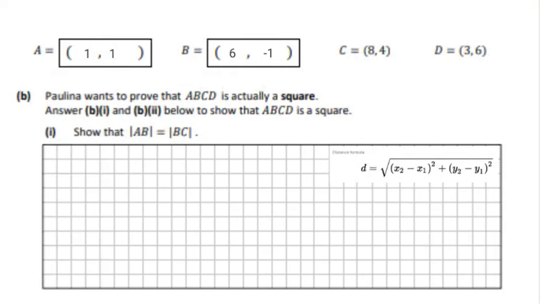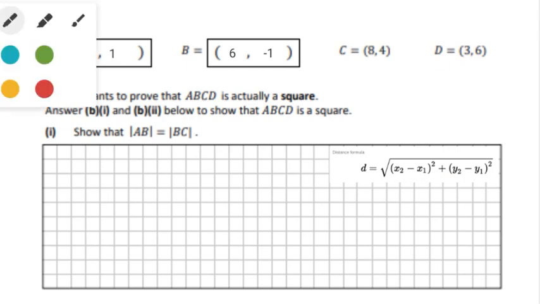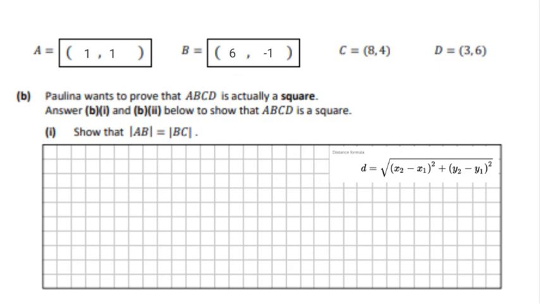Now in part B, Paulina wants to prove ABCD is actually a square, and in part 1 of this question, we need to show that the length of AB is equal to the length of BC. So I have the distance formula here, so we're going to utilize this with the points AB and BC. Let's assign x1, y1 to the coordinates to link up with the formula. So just put x1, y1 here and x2, y2 here. So let's get the length of AB with the formula. You can see, substitute your values inside brackets.